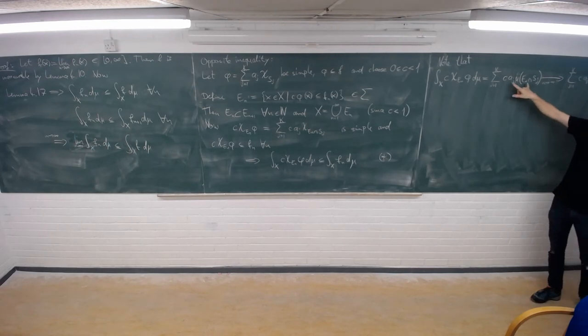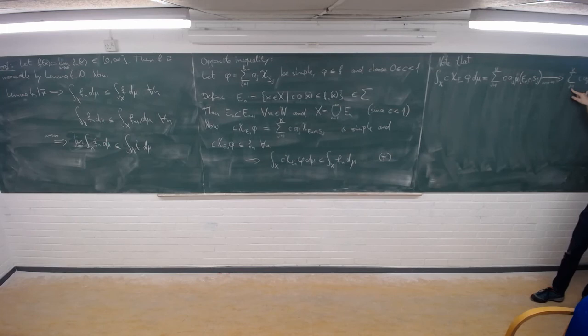Sanity check, does anyone know why this converges to this? Yeah, because En converges to X, so the intersection will just be S. Okay, that's the reason, but we're using a theorem. Do you know?